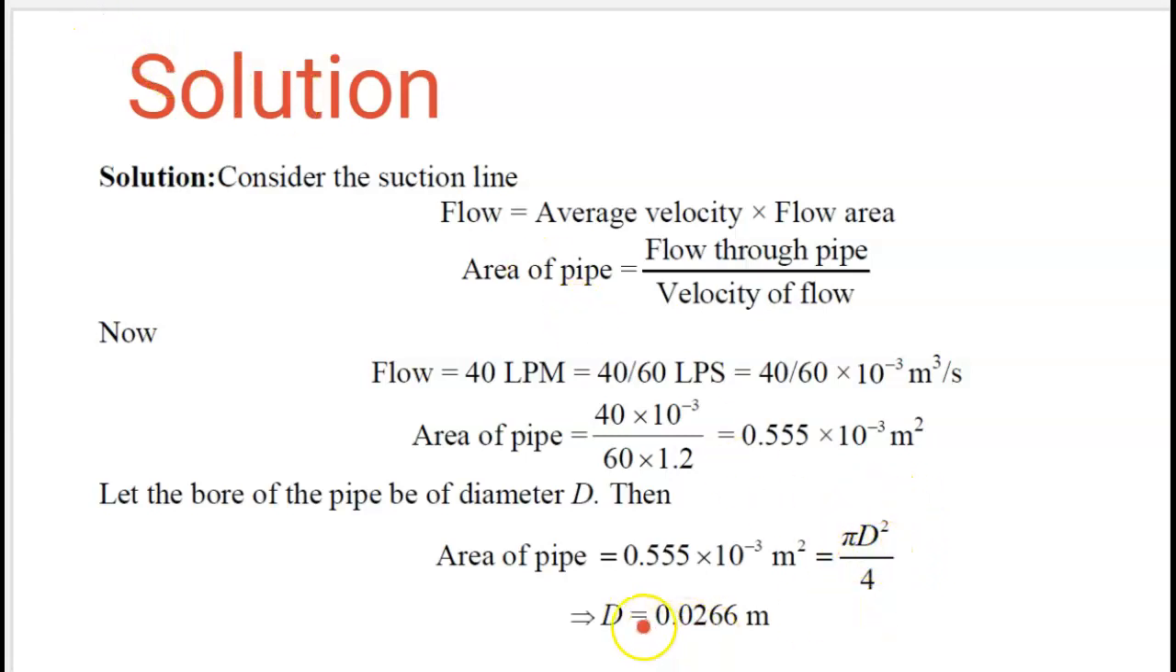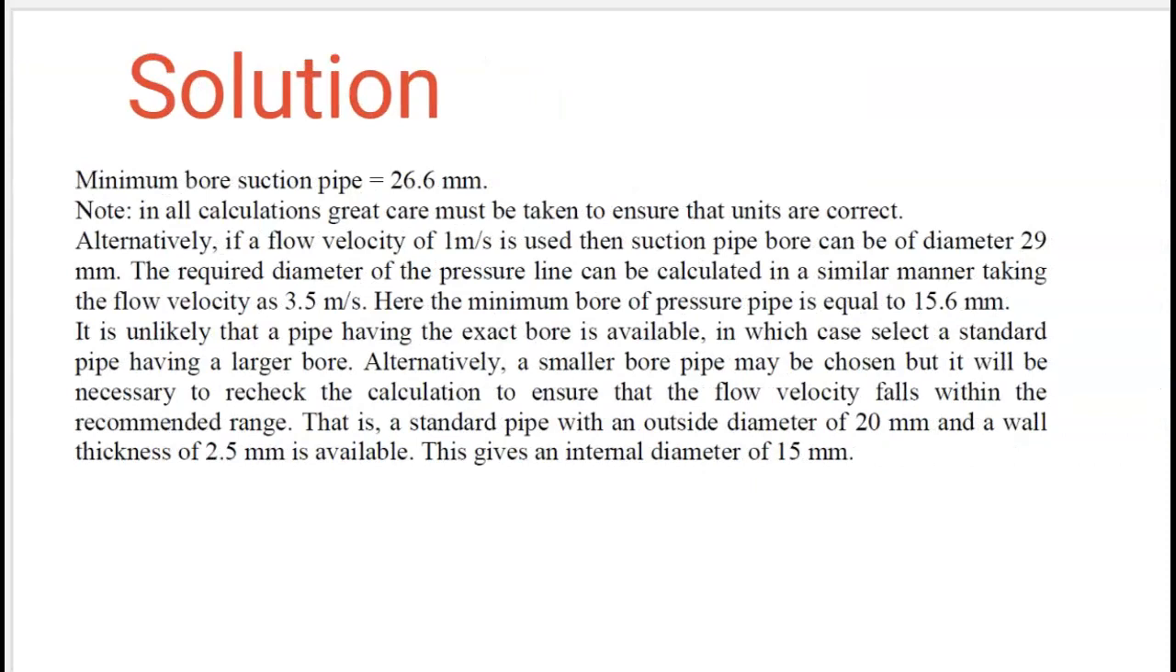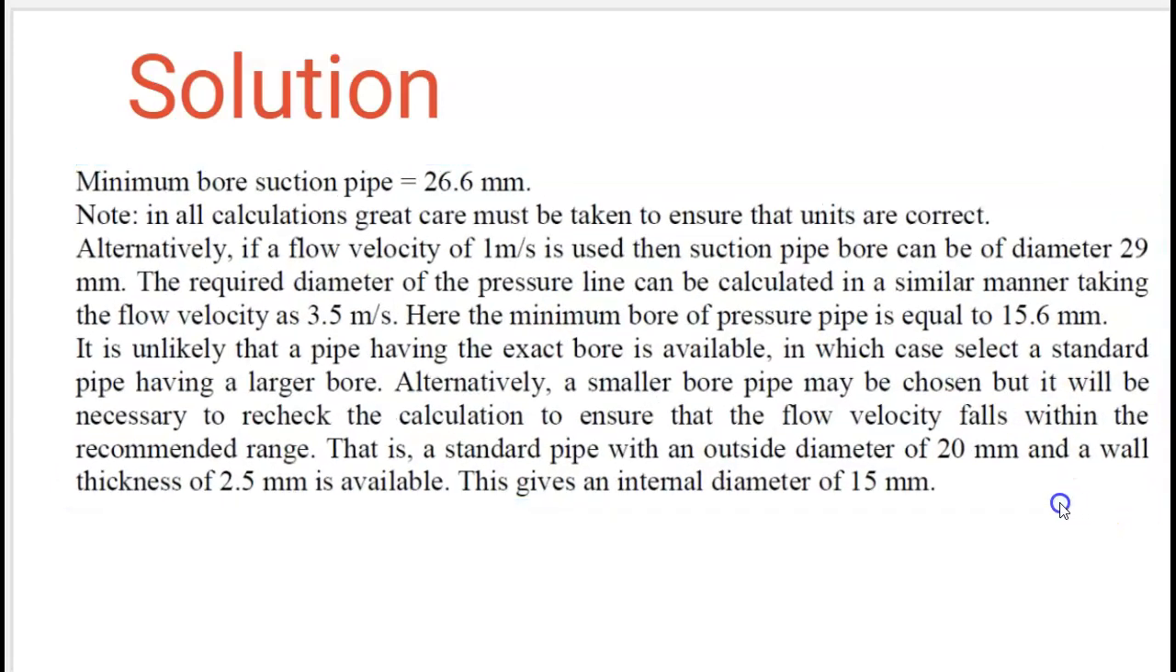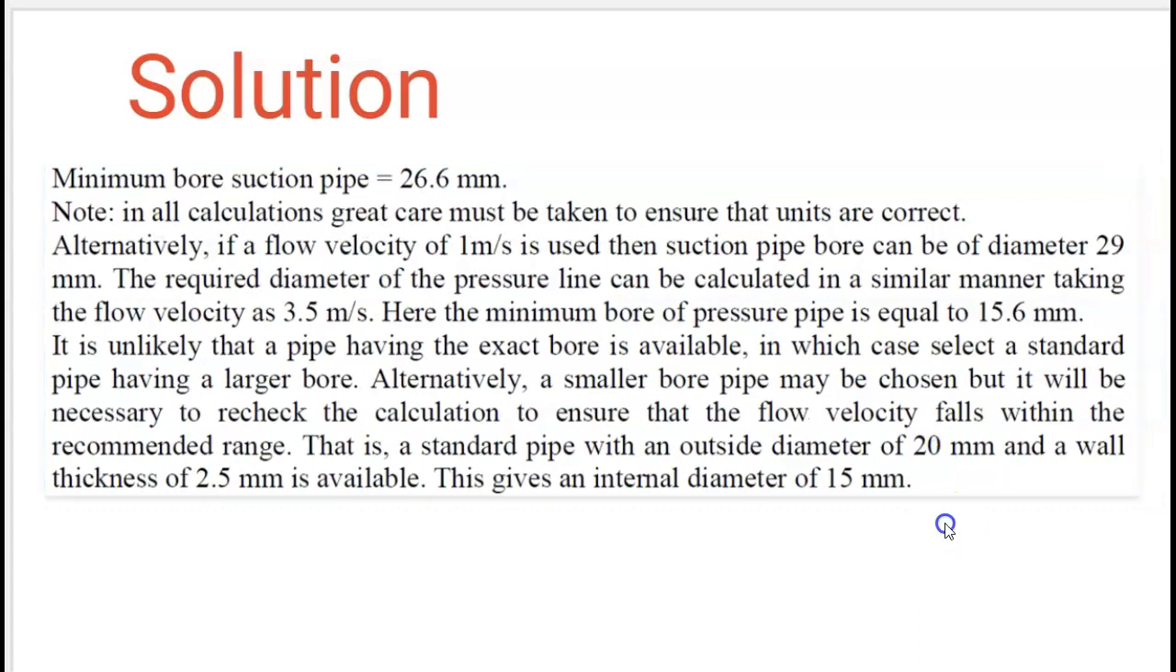So once we've got the value of the diameter, the answer will be in meters. Once you've got that value, now again, we need to have a look at it, because obviously that bore might not be available. 26.6 millimeter, that's a diameter. So that might not be available. Maybe you get 30 or maybe you get 20.